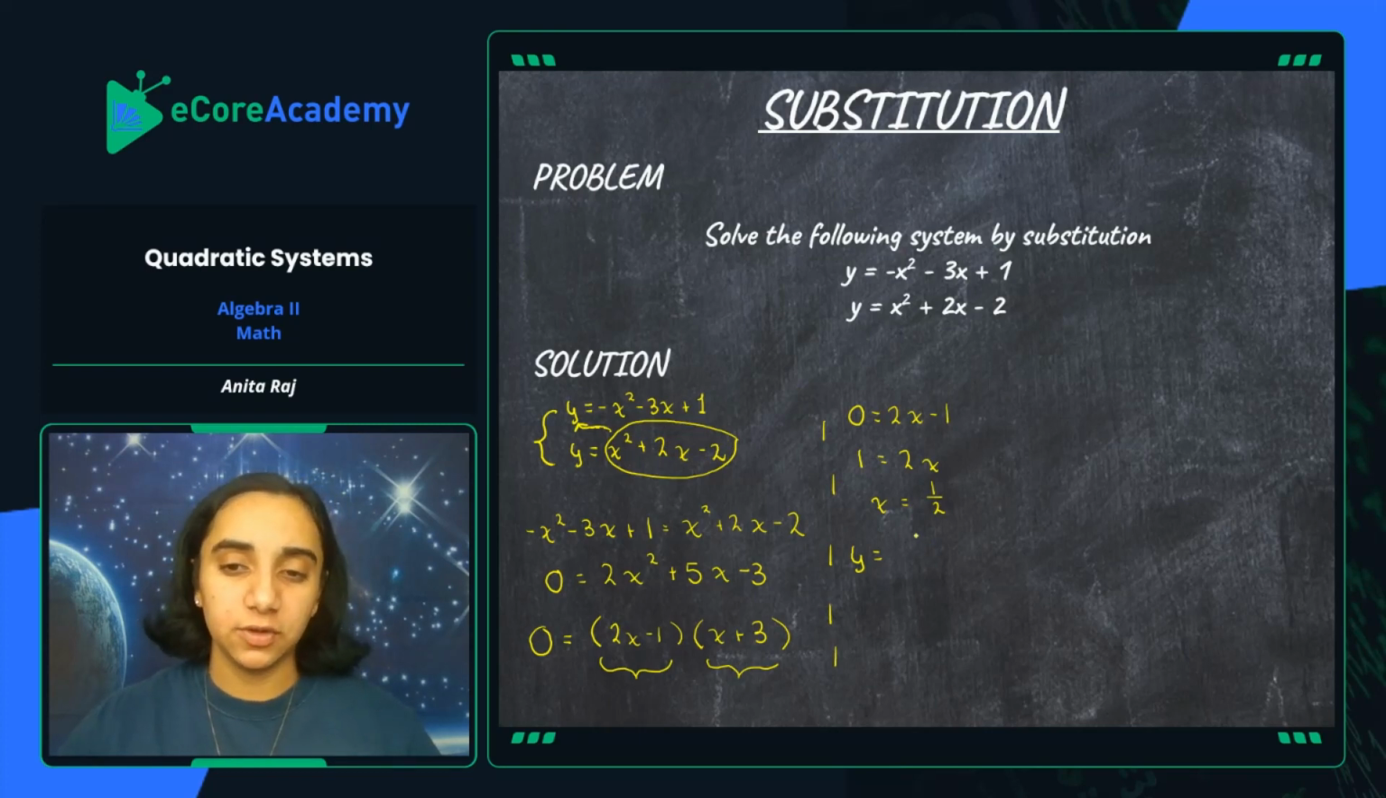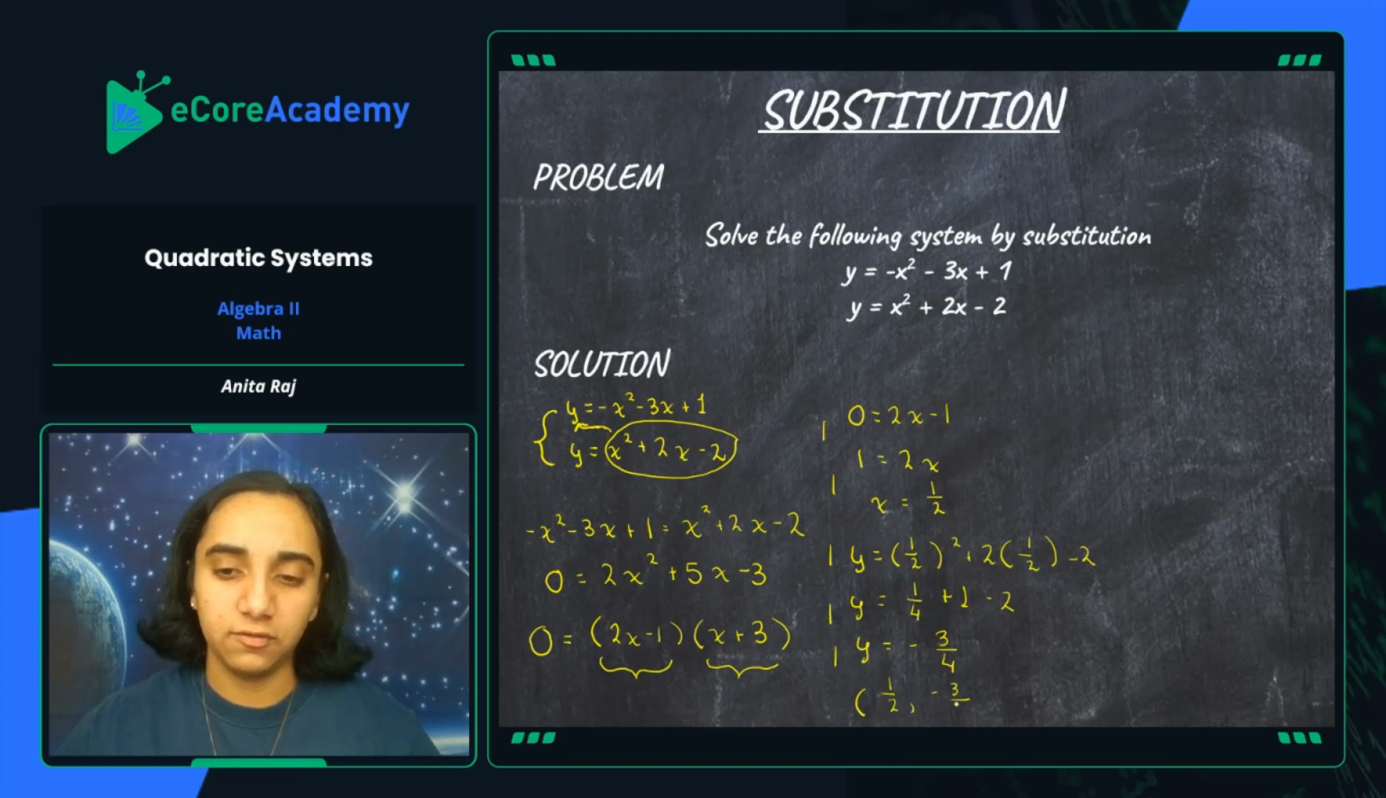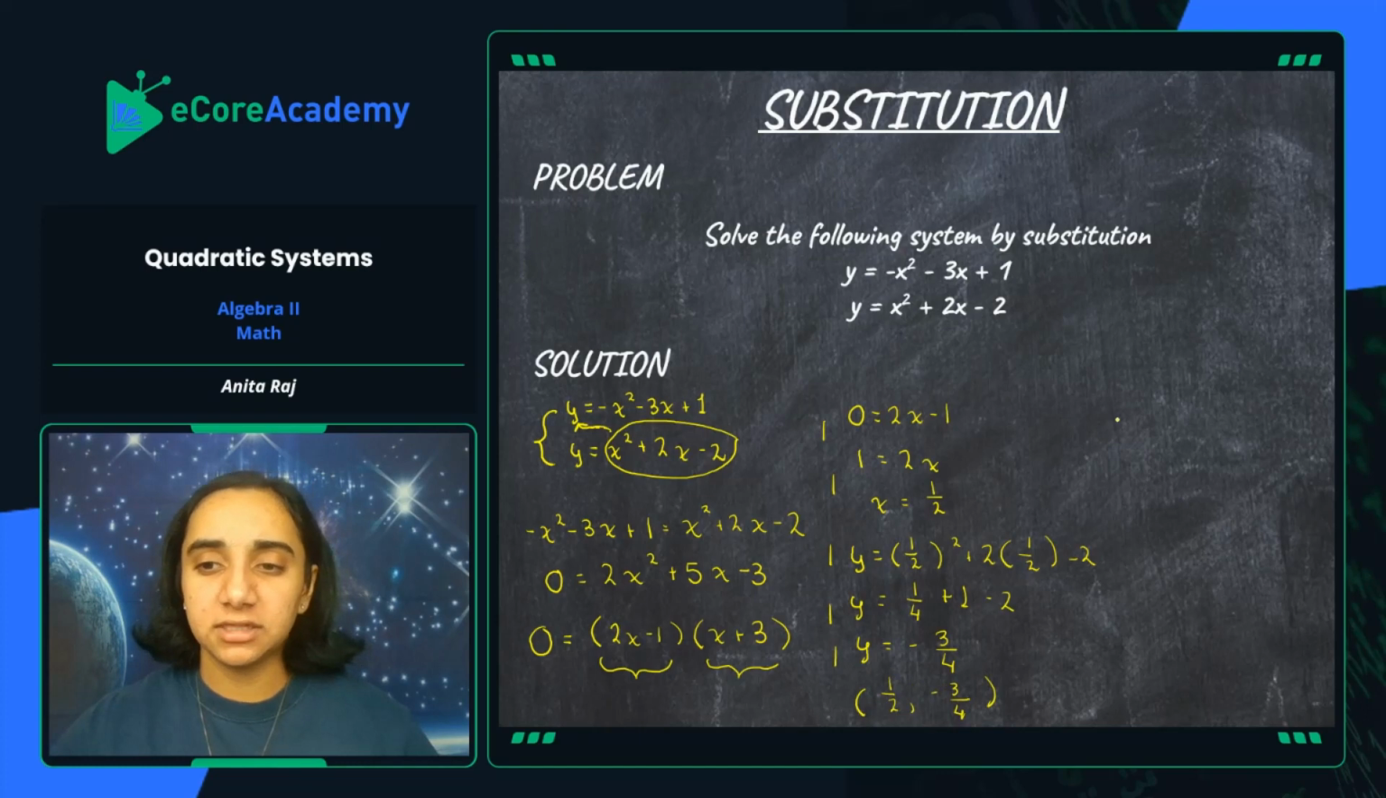So we're going to plug 1/2 back into y equals x squared plus 2x minus 2 for x. So we're going to get y is equal to 1/2 squared plus 2 times 1/2 minus 2. And then 1/2 squared is 1/4 plus 2 times 1/2 is 1, minus 2. And we end up getting y is equal to negative 3/4. So our solution is going to be the actual coordinate, and the coordinate is (1/2, negative 3/4). But don't forget, that's not the only answer.